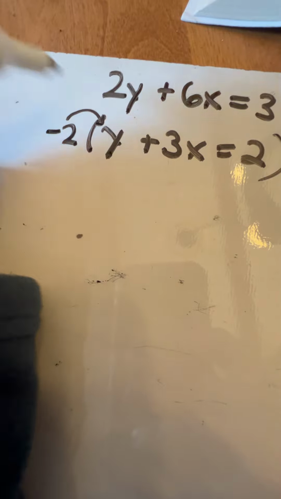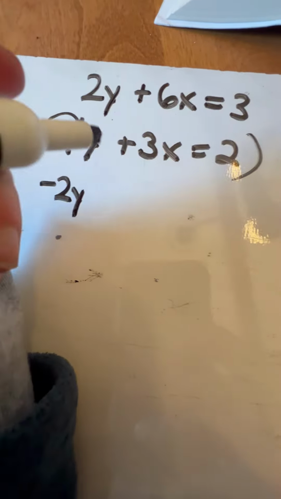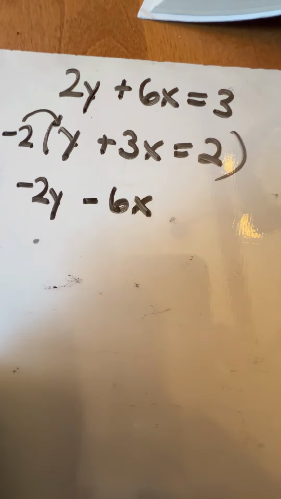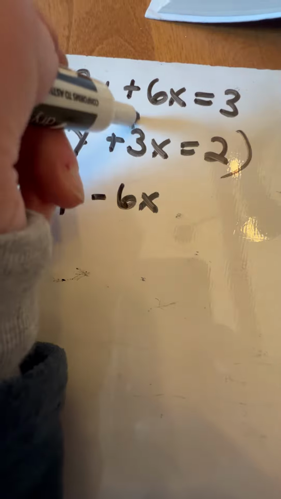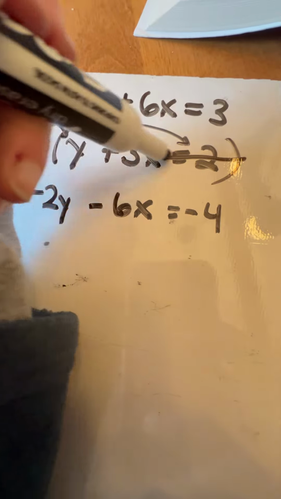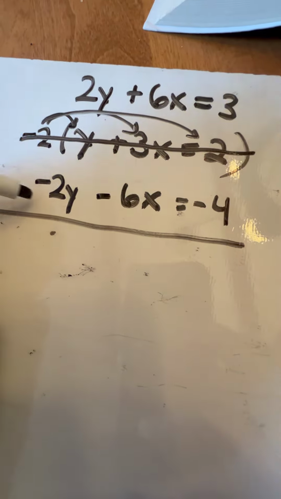All right, so -2 times y is going to give me -2y. -2 times the 3x is going to give me -6x. There's your elimination, the +6 and the -6. And then, of course, our last multiplication is going to give me a -4 here. So now we're just going to add these together. These are going to cancel.